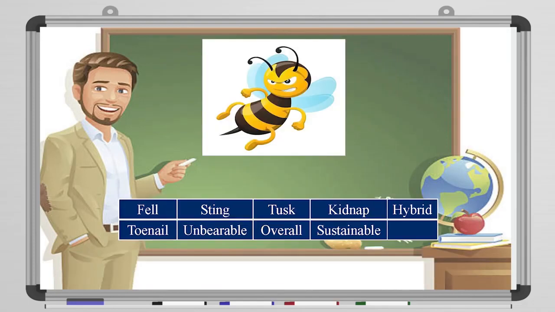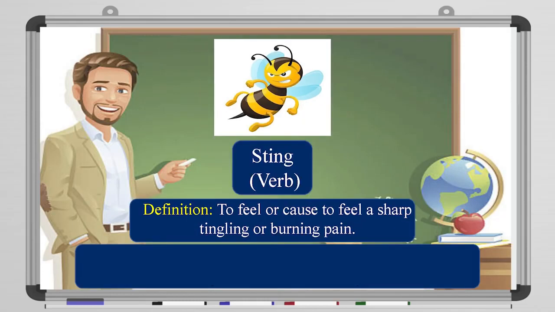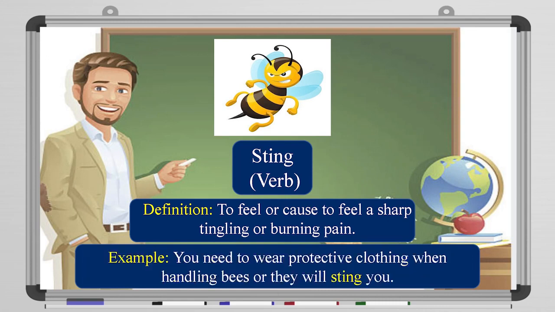So we have a bee. He's very angry. So when bees are angry, what do they do? They sting. Very good. So the word sting is a verb and it means to feel or cause a sharp tingling or burning pain. So for example, you need to wear protective clothing when handling bees or they will sting you. I'm sure you got that one. That's pretty easy. Let's look at the next one.